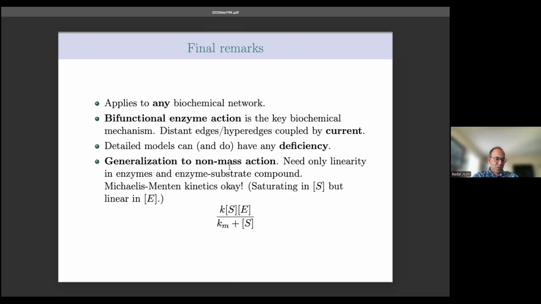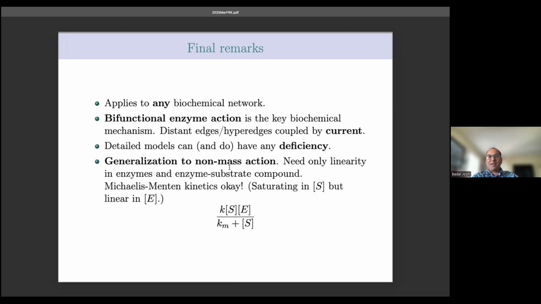Okay, so just a few final remarks. This formalism applies to any biochemical network, right? I mean, biochemical network here is, as I described, it has a certain type or character, right? There are certain types of species, types of reactions. And so this formalism is going to apply to any such network.